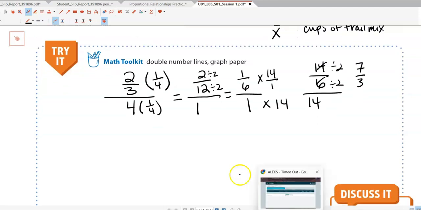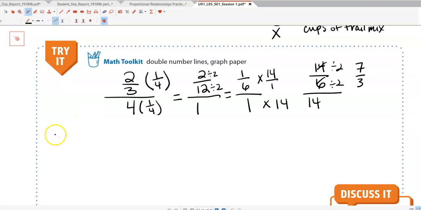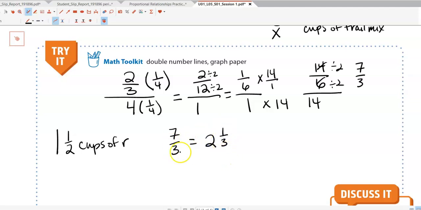Okay, so now for the fun part. Anaya has 1.5 cups of raisins. And we need to know if that's enough. 7/3. Okay, if we convert this to a mixed number, 7/3 is 2 1/3. All right, well, definitely 1.5 is going to be less than 2 1/3. So we're going to have to subtract.